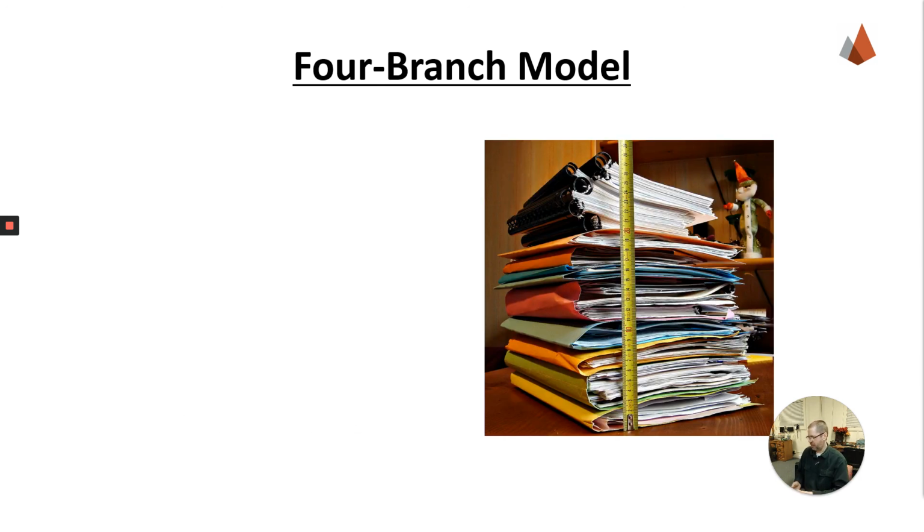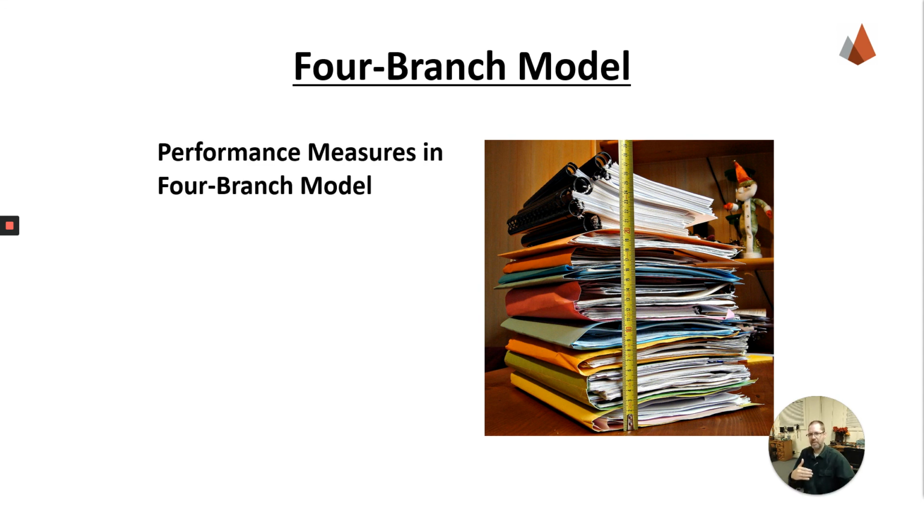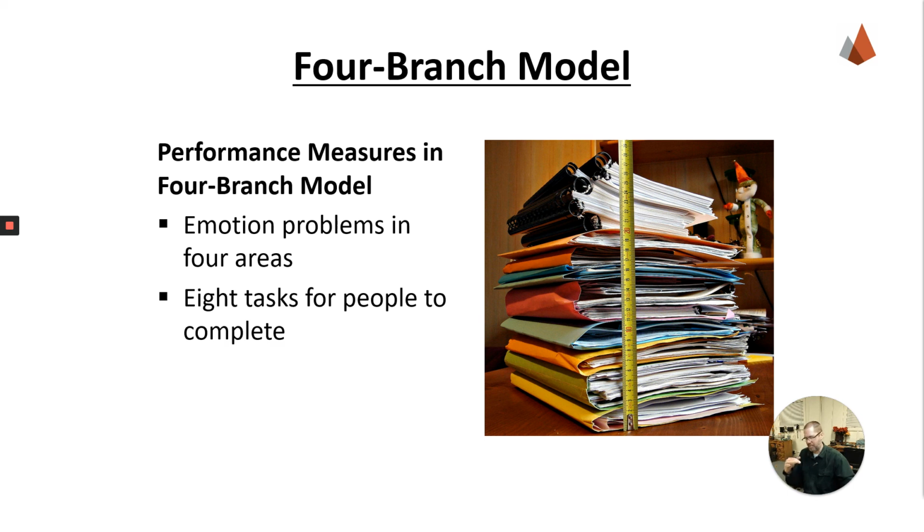So the 4-branch model then, just continuing on, this slide wants to take a look at performance measures, how people are assessed in this particular manner. So the 4-branch model: perception and expression of emotion, use of emotion to facilitate thinking, understanding emotion, management of emotion, these 4 things in these particular 4 areas. 8 tasks for people to complete.